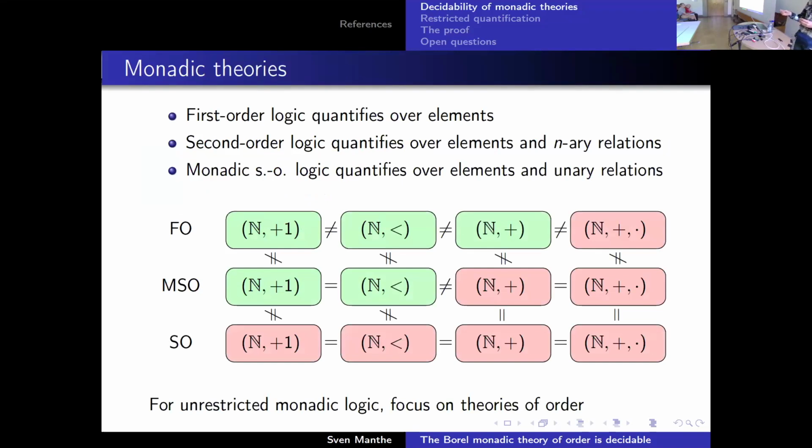Okay, so first of all, I guess most of you know this, but let's shortly repeat what monadic logic is. In first order logic, we are allowed to quantify over elements of the universe, and in second order logic, we are quantifying over elements and arbitrary n-ary relations of the universe. Monadic second order logic sits in between. We are allowed to quantify over unary relation symbols. With respect to decidability, it's more problematic to get decidability than for first order structures, but easier to get it for second order structures.